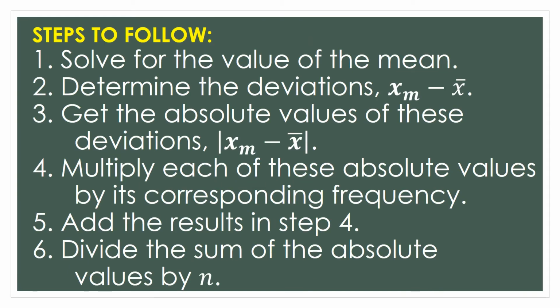Now, the steps here. Solve for the value of the mean, determine the deviations, x sub m minus x bar, get the absolute values of these deviations, and then multiply each of these absolute values by its corresponding frequency, add the results in step 4, and divide the sum of the absolute values by n.